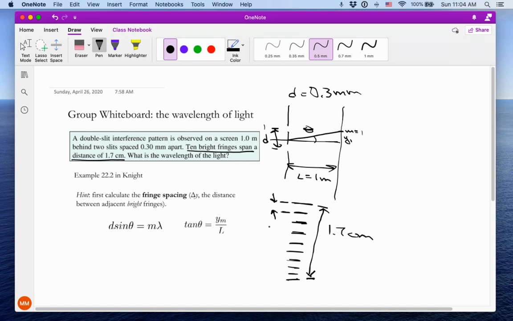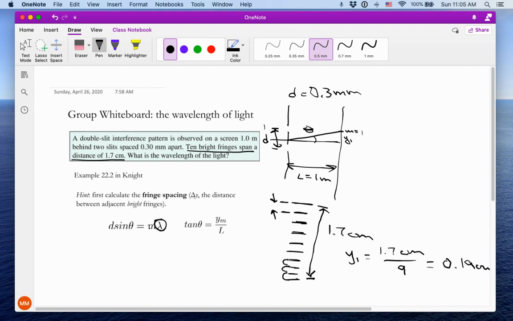I could pick any of them, but how do I do that? Well, if I have 10 bright fringes, then I have 9 spaces between, right? So this is 1 space, 2, 3, 4, 5, 6, 7, 8, 9. So what I need to do is get y1, I need to say 1.7 centimeters divided by 9. And when I do that out, I get 0.19 centimeters. So that's what I'm going to use for my y1, 0.19 centimeters.